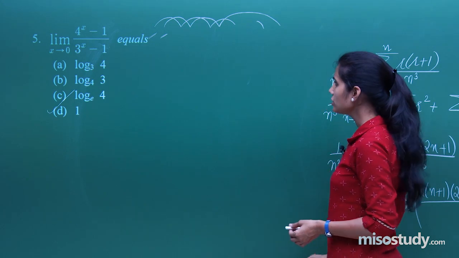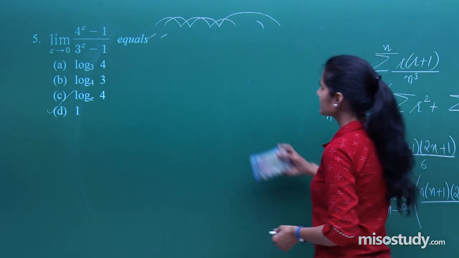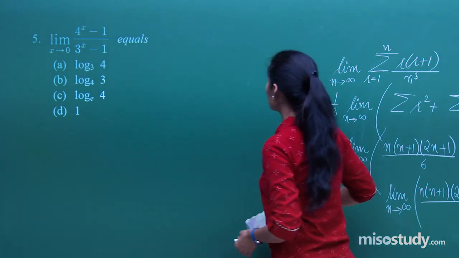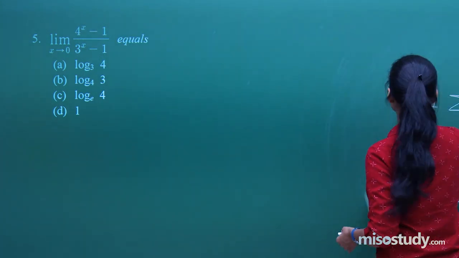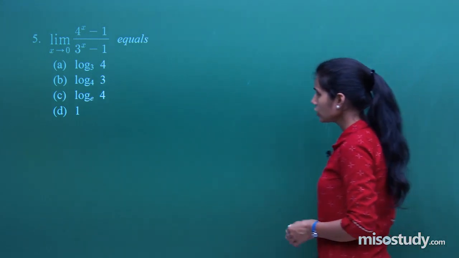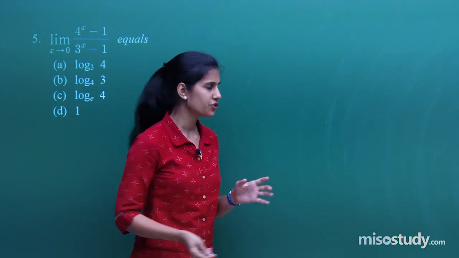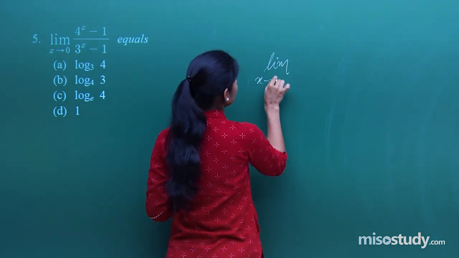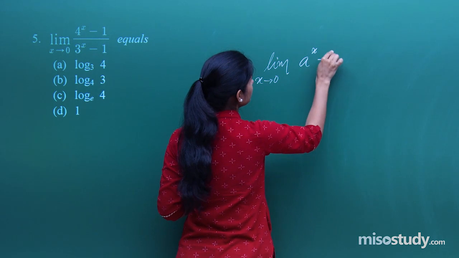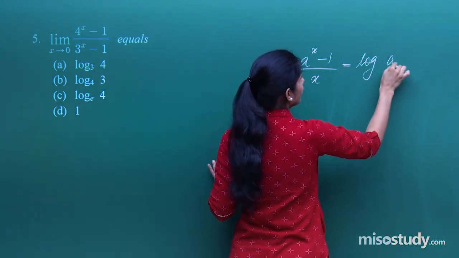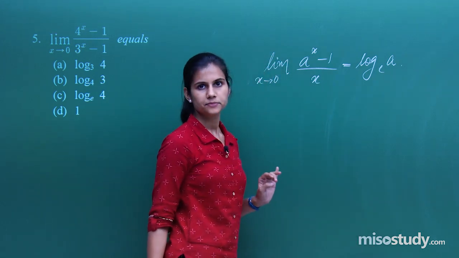Next we have question number 5, limit x tends to 0, 4 to the power x minus 1 upon 3 to the power x minus 1 equals what? Okay, so let's try to understand. Over here the one very natural thing which triggers is limit x tends to 0, a to the power x minus 1 whole upon x is log a to the base e.